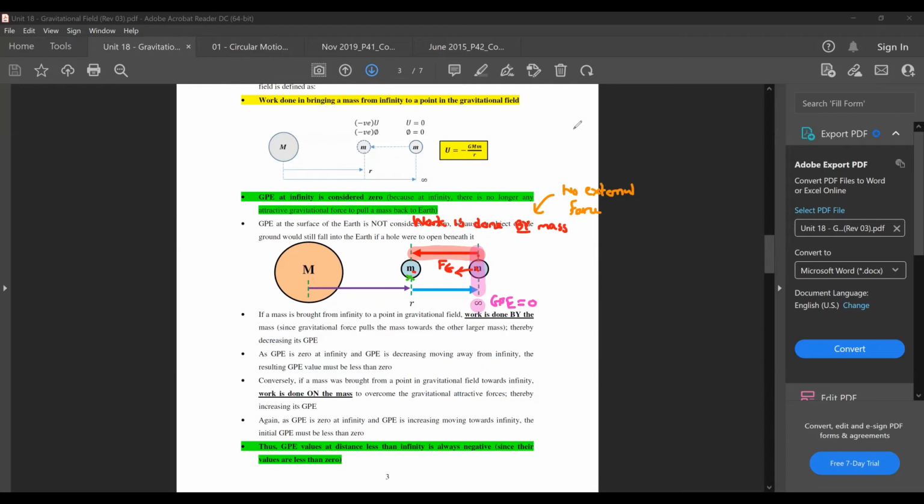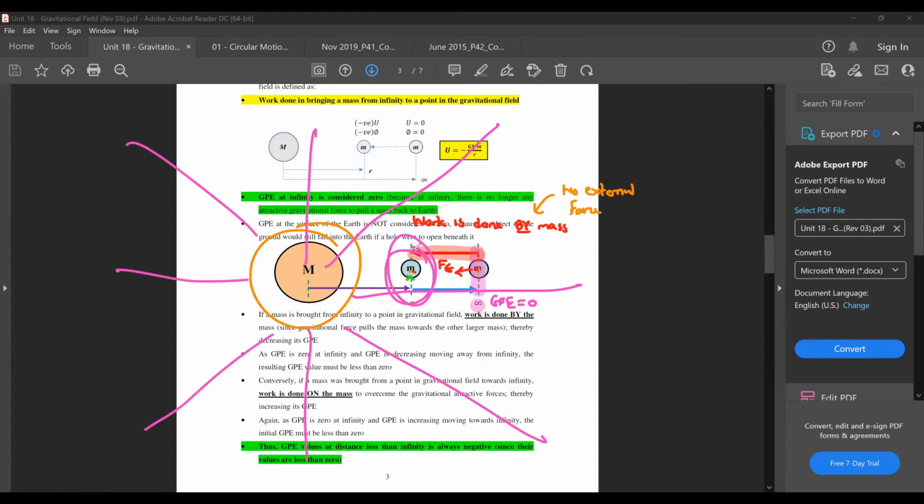Wait, small mass. I forgot to mention, you bring a small mass from infinity to this point. The big mass here remains as it is. It doesn't do anything. This big mass is the one producing your gravitational field. I'm interested in the gravitational potential energy at this point inside the gravitational field produced by the big mass. So I use a test mass, which is my small mass m.